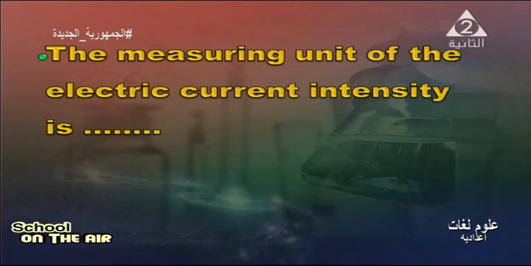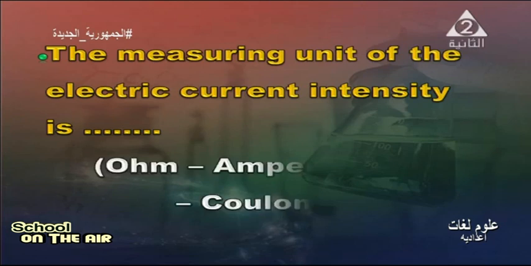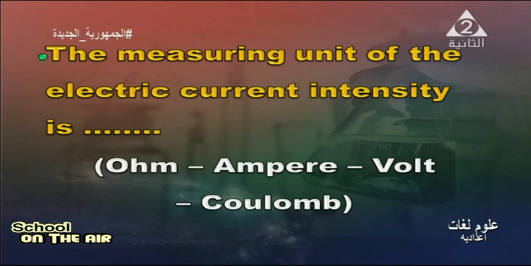The measuring unit of electric current intensity is ohm, ampere, volt, or coulomb. The measuring unit of electric current intensity is ampere. But we can write ampere as equivalent to coulomb per second.